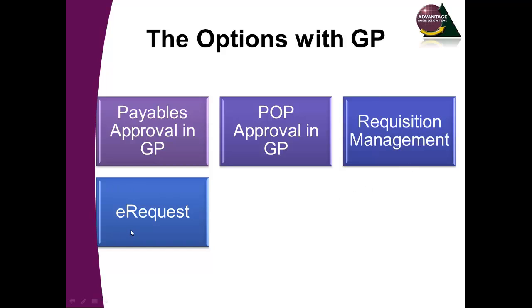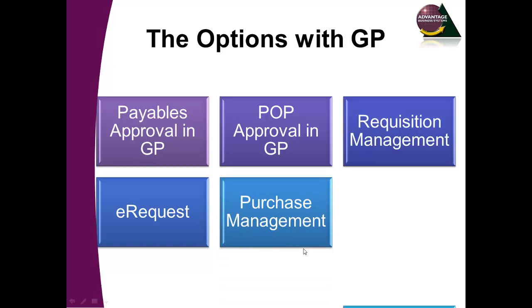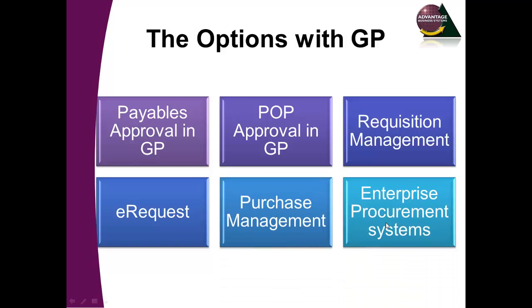After that, we'll look at some third-party solutions that link with GP, from eRequest and Purchase Management through to your higher end, enterprise type solutions that are separate procurement solutions which then integrate into GP. So eRequest and Purchase Management being middle of the range, the GP functionality being more basic, and then the enterprise sort of top end of the options available to you.